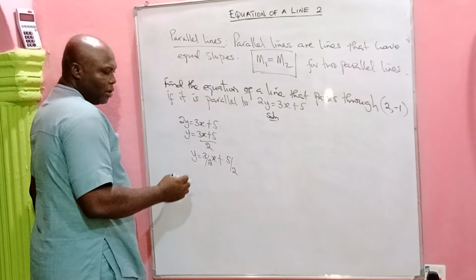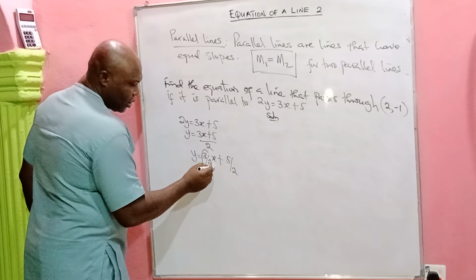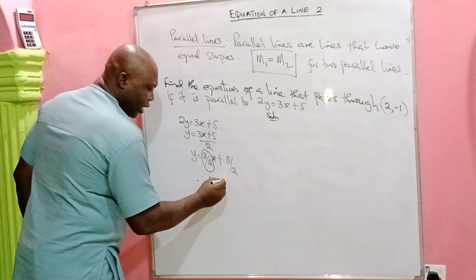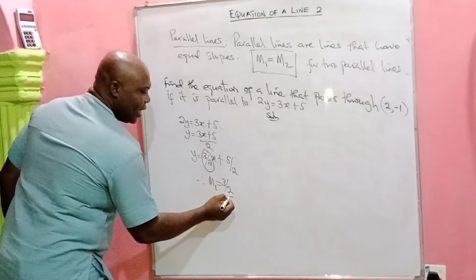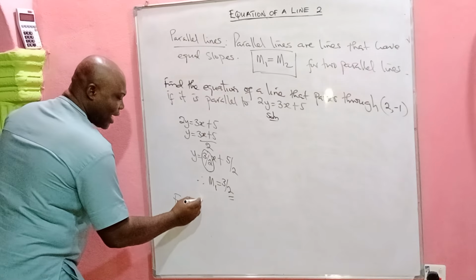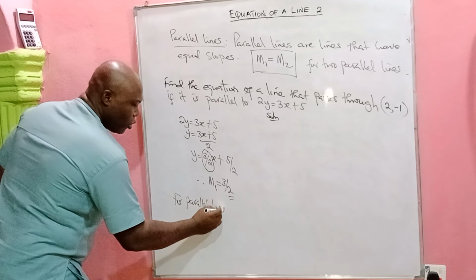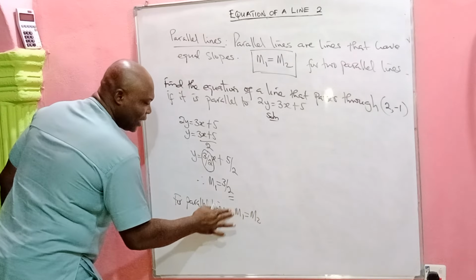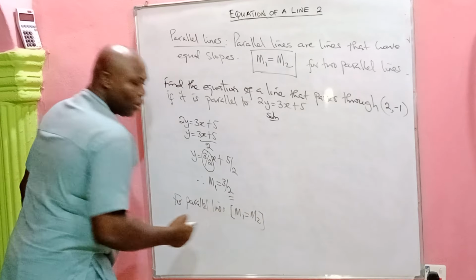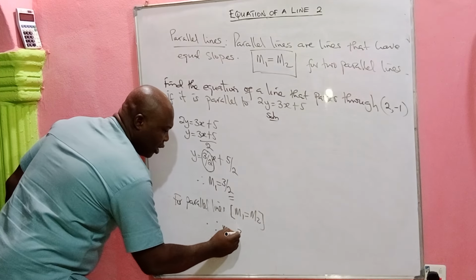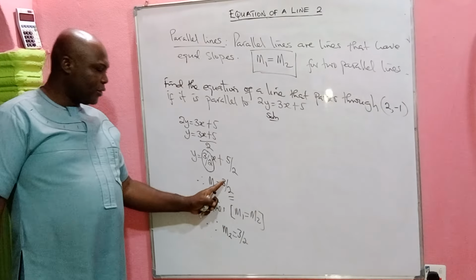Now, from the equation of the line, you can see that the slope is the coefficient of x. So it means our m1 is equal to 3 over 2. But what we need is m2. For two lines that are parallel, we say that m1 is equal to m2. Therefore, m2 will be equal to 3 over 2, since m1 is already 3 over 2.